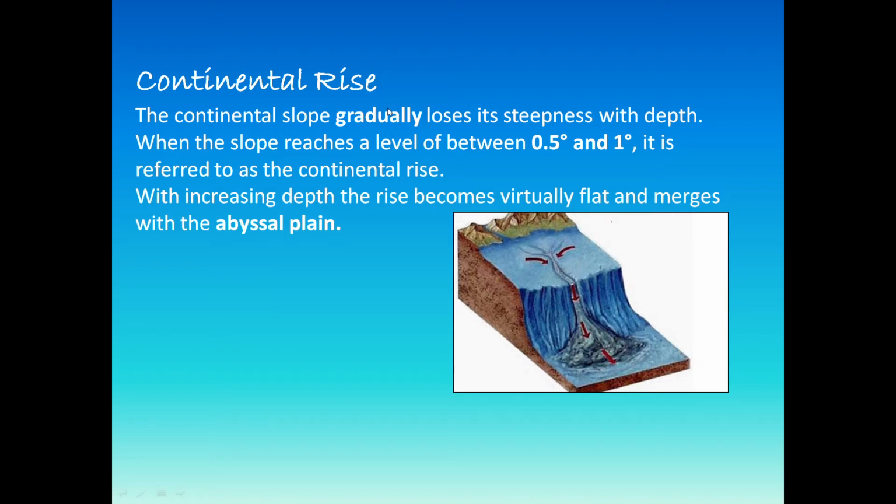The continental slope gradually loses its steepness with depth. As we go to the deeper areas, the steepness is lost and a flat area comes. When the slope reaches a level of 0.5 degree to 1 degree, it is referred to as the rise. So the slope goes from 1 to 2 degrees, down to 0.5 to 1 degree, and then it is called the rise. With the increase of depth, the rise becomes virtually flat and merges with the basin.